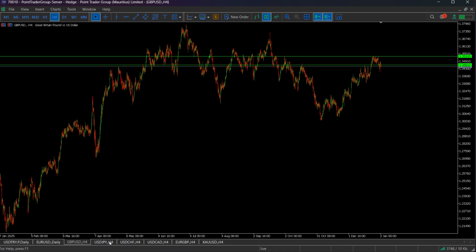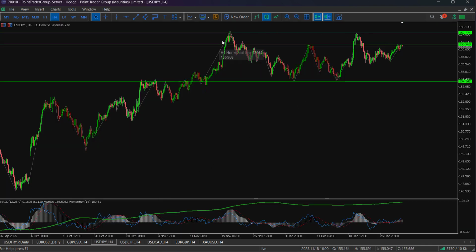Let's move to USD JPY on the H4 time frame. I think this area is a good area where we can go short, because one of the most important factors or rules that technical analysis is based on is that history repeats itself. So what happens before might happen again in the future if the same factors that caused it in the past happen again.